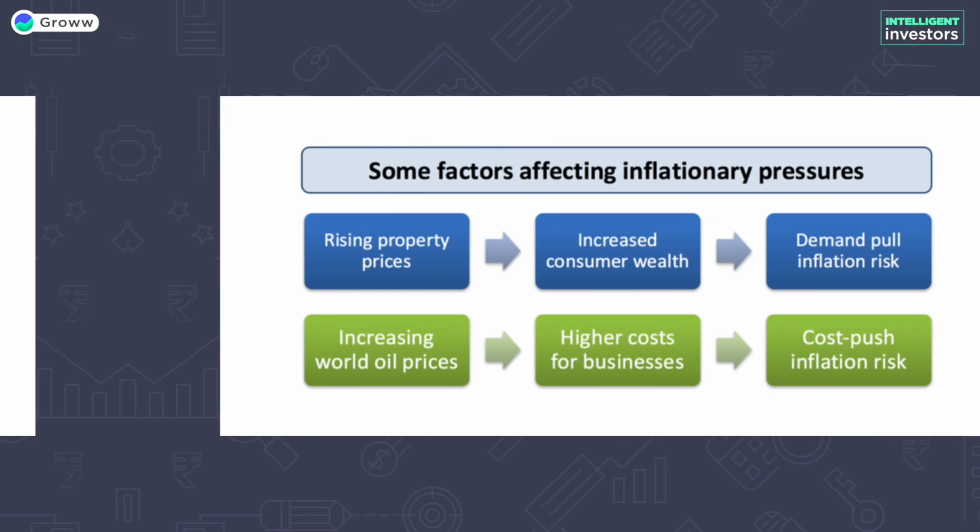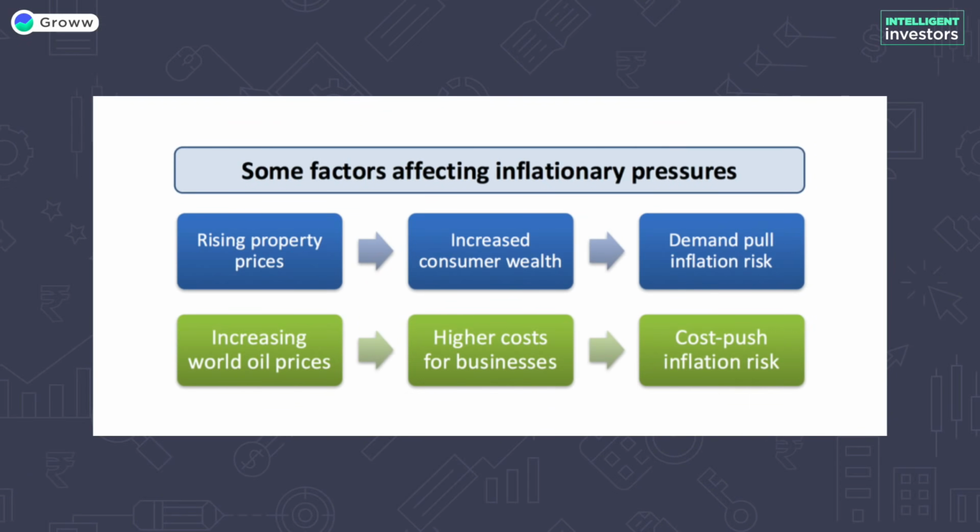Now, these are the two things with respect to inflation. Let me make it more simple and explain it in a more simplistic format. Just have a look at this image. If you look at the first one, which is the blue one, which is demand pull inflation, rising property prices are because of increased consumer wealth. Increased consumer wealth means common people have more money, and property prices go up because everyone wants to buy a particular house. That is basically too much demand for property at this point, and that leads to demand pull inflation.